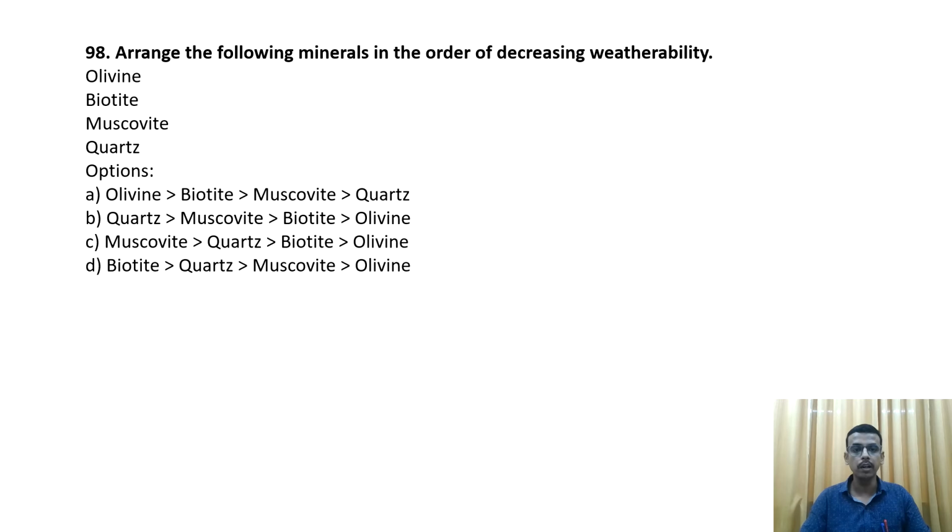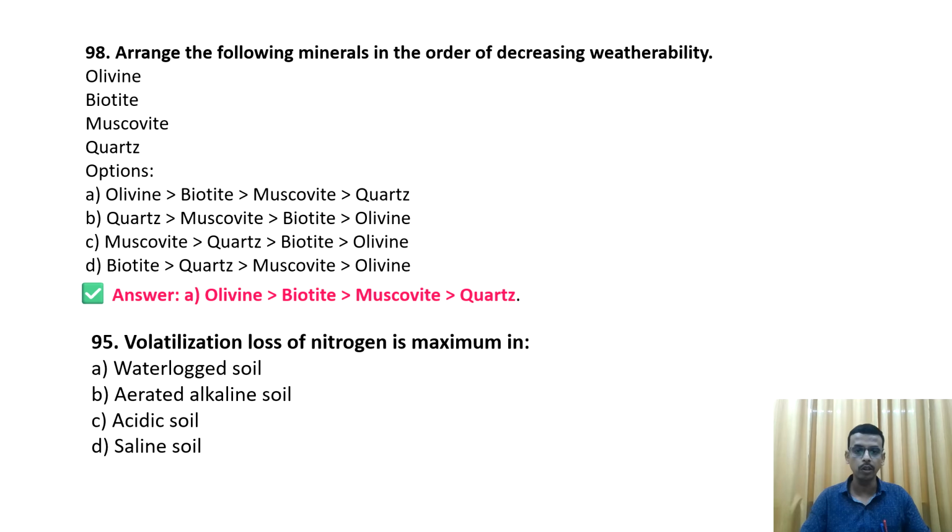Then arrange the following minerals according to weatherability. I already told, the most resistant is quartz. So here, in decreasing order of weatherability, the one with the least degree of weathering resistance, olivine, is least resistant to weathering. Quartz is most resistant to weathering. Volatilization loss of nitrogen is maximum in, as I already told, the aerated alkaline soil.